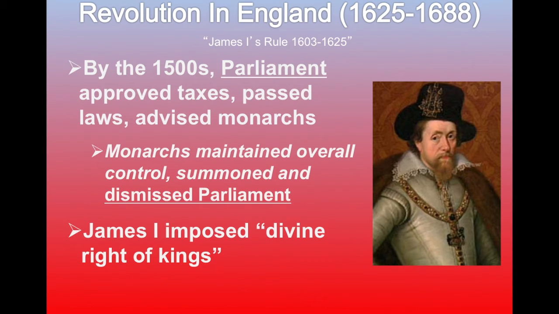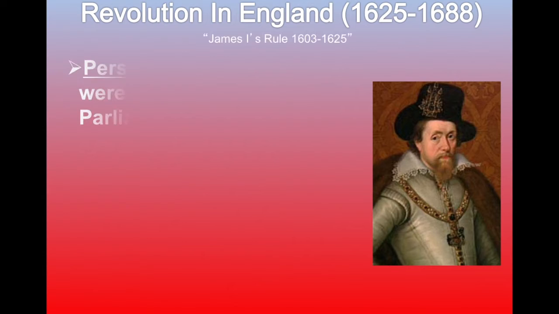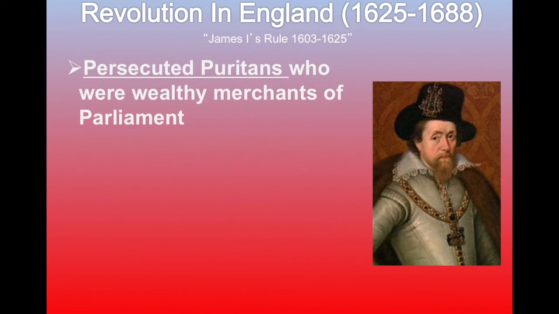James I imposed divine right of kings. And so he's going to model himself after these other absolute monarchs. He's going to persecute the Puritans, who were wealthy merchants of Parliament. And so the Reformation had already taken place. The Anglican religion had started to develop, but England was not sure if they were going to become totally Protestant. And so he'll actually start to persecute these Puritans that want to purify his Anglican church.